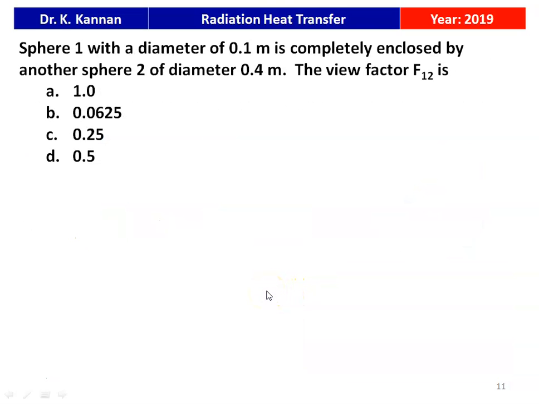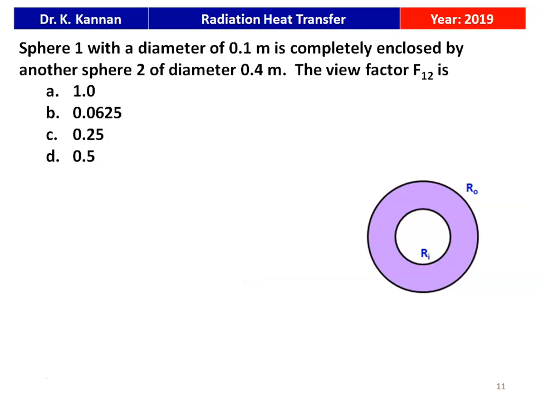Next question from 2019 question paper: a sphere 1 with a diameter 0.1 meter is completely enclosed by another sphere 2 of diameter 0.4 meter. The view factor F12 is 1.0, 0.0625, 0.25 and 0.5. So this is again inner sphere of RI, outer sphere of RO. So we have F11 equal to 0, F11 plus F12 equal to 1, F12 equal to 1. So 1 is the answer. So F12 equal to 1.